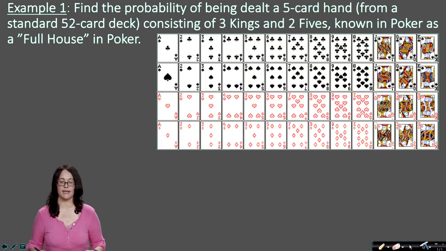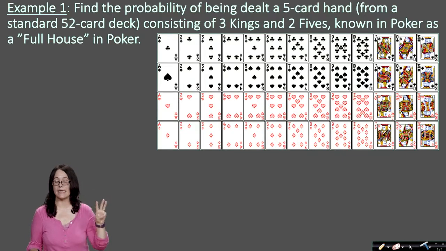In example 1, it says, find the probability of being dealt a 5-card hand from a standard 52-card deck, and again here I've shown you that deck in case you've forgotten what's in there, consisting of 3 kings and 2 5s. Now this apparently in poker is known as a full house. Now I'm not testing your poker skills, so I'll always tell you exactly what kind of cards I'd like you to find. So we would like you to find the probability of selecting a special card hand where you have 3 kings and 2 5s.